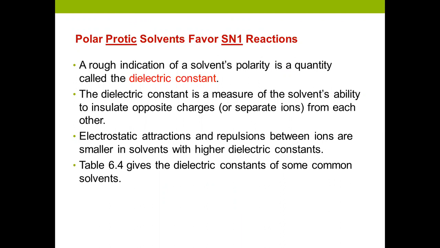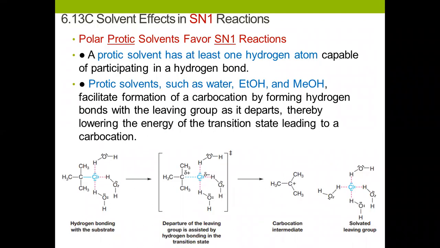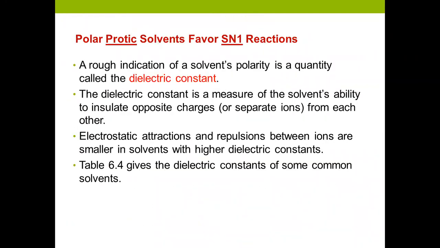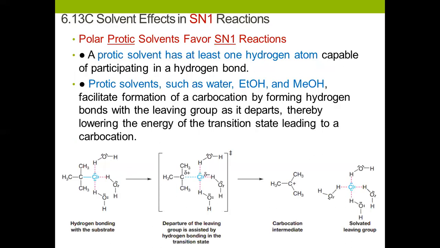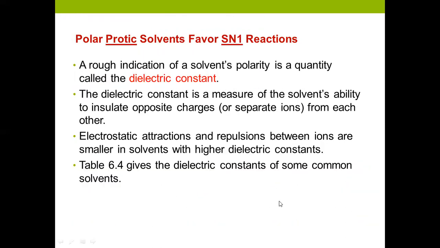So, a rough indication of a solvent's polarity is a quantity used for a polar protic solvent. How do you know whether the solvent is polar or not? An indication that the solvent is polar is its dielectric constant. What is the dielectric constant? The dielectric constant is a measure of the solvent's ability to insulate opposite charges or separate ions from each other.